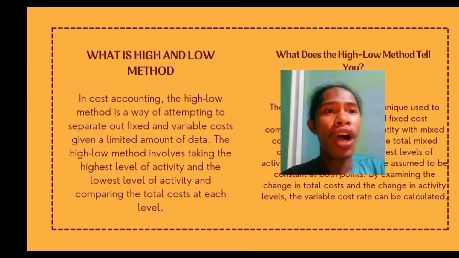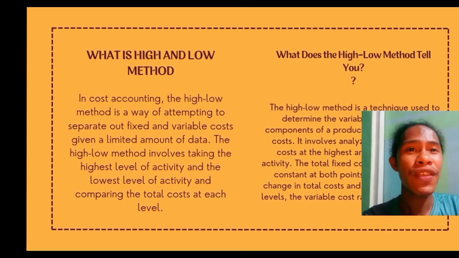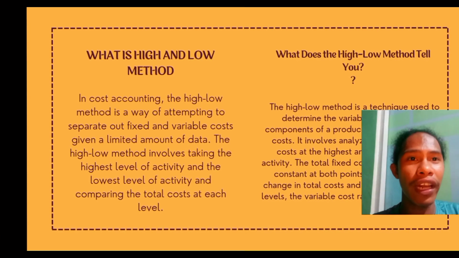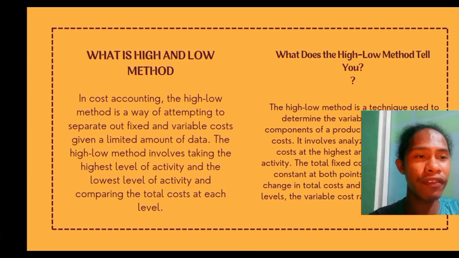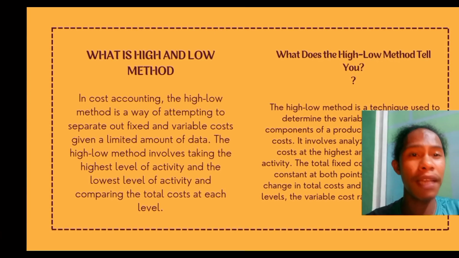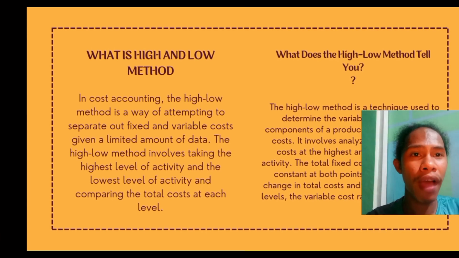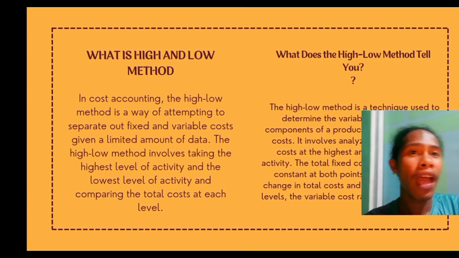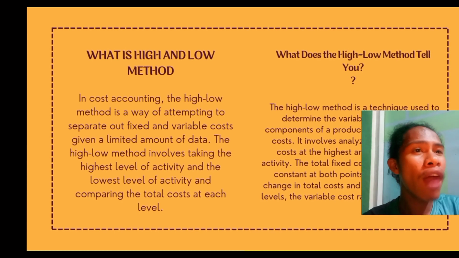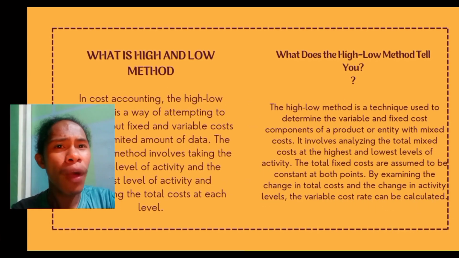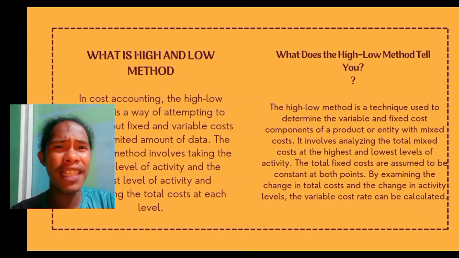So next, what is high and low method? So in cost accounting, the high and low method is a way of attempting to separate out fixed and variable costs. So given a limited amount of data, the high and low method involves taking the highest level of activity and the lowest level of activity and comparing the total cost at each level. So we will discuss more with the sample problem, and you will see in that problem what high and low method really is. So what does high and low method tell you or what does it imply to you?